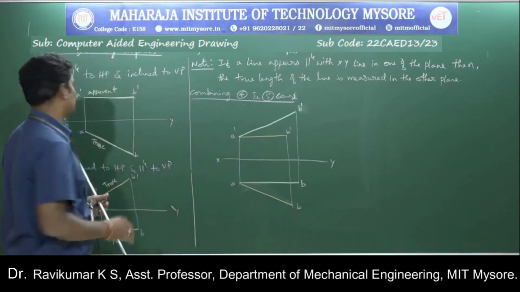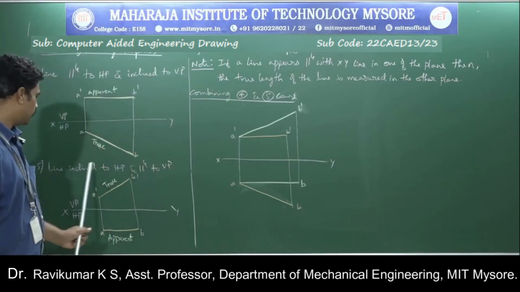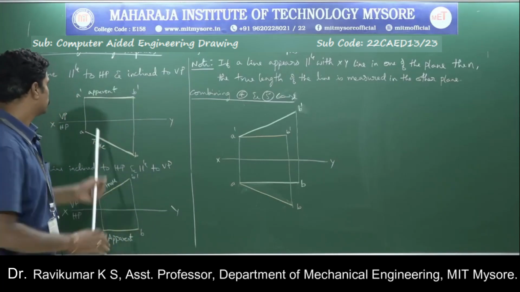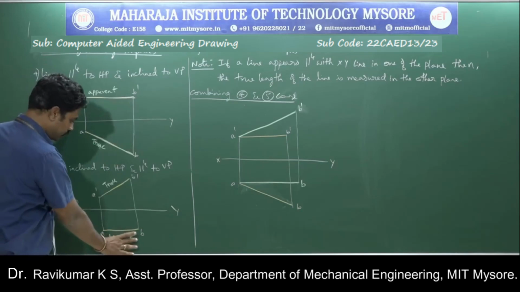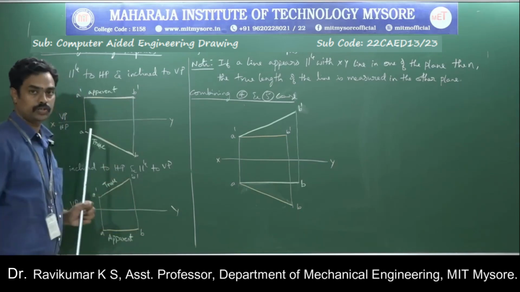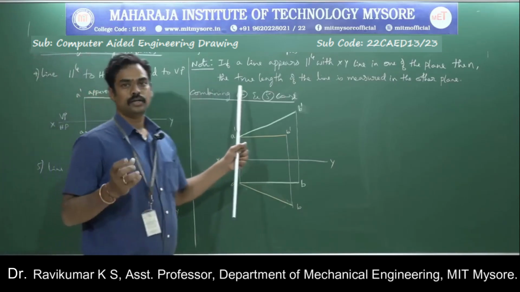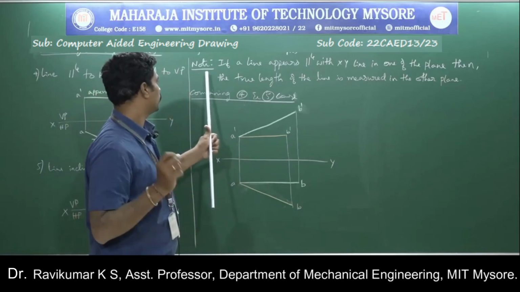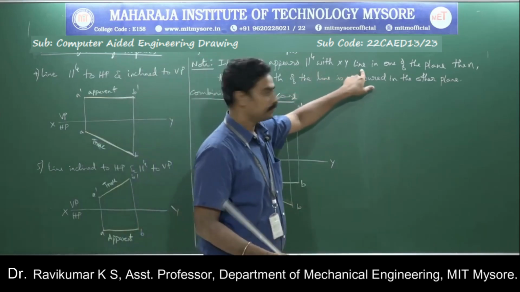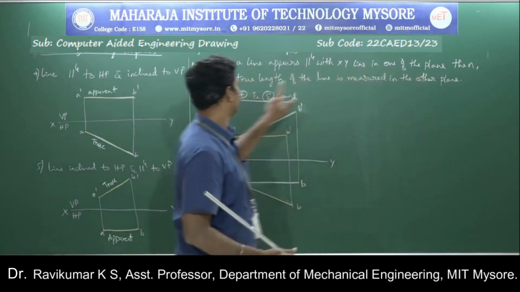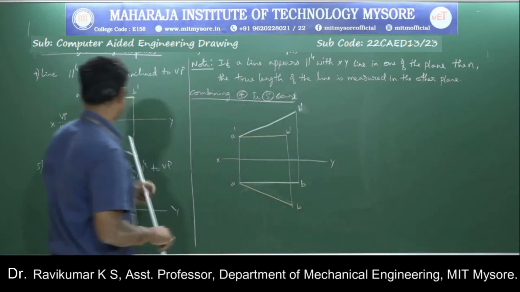This is the fourth case, line parallel to HP and inclined to VP, and this is the fifth case, line inclined to HP and parallel to VP. So we know that this is the true length of the line and this is the apparent length, whereas here this is the apparent length and this is the true length. From these two cases, 4 and 5, we can get a statement that you can put as a note: if a line appears parallel with the XY line in one of the planes, then the true length of the line is measured in the other plane. Just observe these two figures.